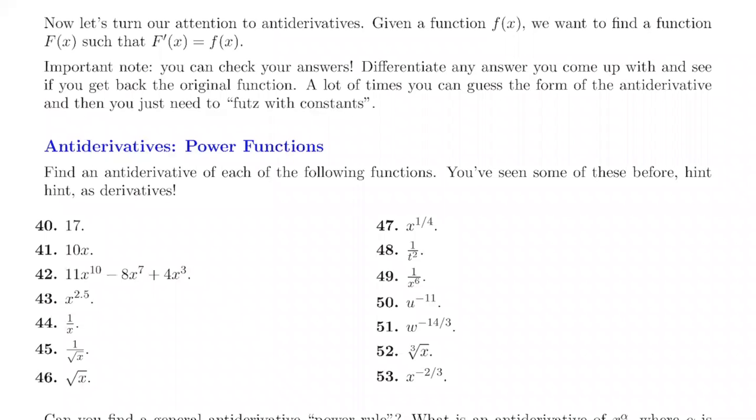Let's move on to antiderivatives. So here we want to find a function, given a function f of x, we want to find a function capital F so that capital F prime is little f, right? So it's going backwards. Given your function, you want to find another function whose derivative is your original function.